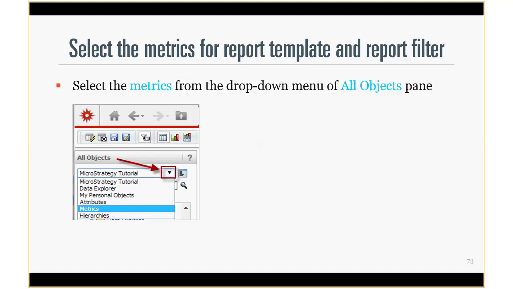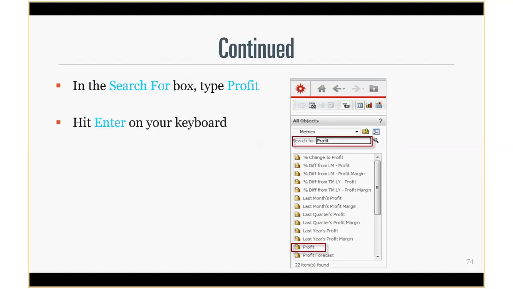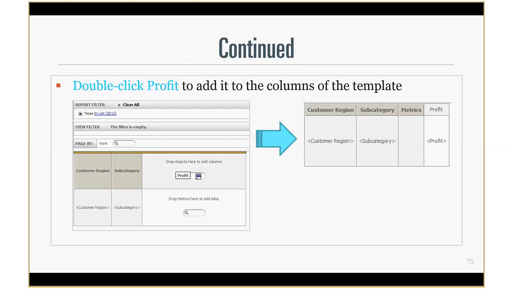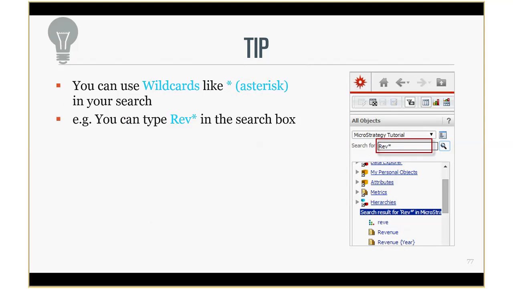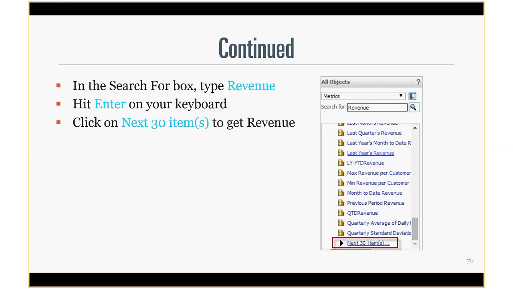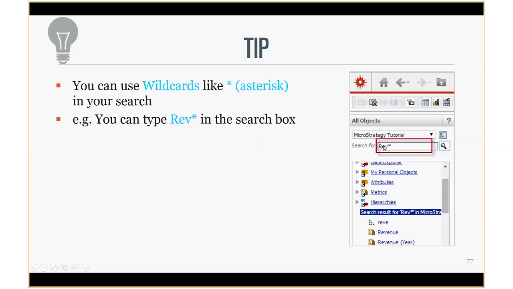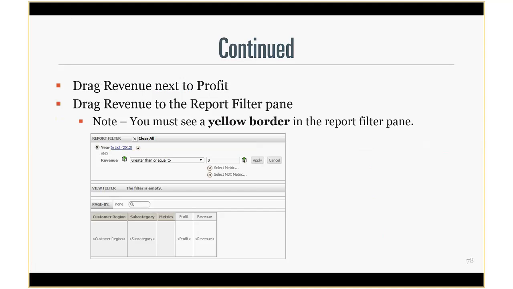Now let's add some metrics to this report. For the sake of this exercise, we are going to search for a metric called profit. We are going to use the search option over here, and we are going to bring it to the report. Similarly, we are going to search for revenue, and we are going to add it to the report. Over here, instead of typing the whole word revenue, we are going to type REV and asterisk, which is the wildcard, just to show you how wildcards work. Then we are going to place revenue right next to profit.